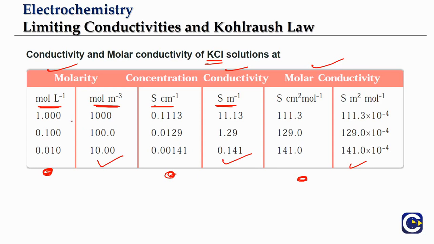The observation that we have is, as we go down, what is happening? Concentration is decreasing. Observe it. From 1 it is becoming 0.1 and then 0.01. As concentration is decreasing, what is happening to the conductivity? Conductivity value is decreasing. How is it decreasing? 0.1113, it is becoming 0.0129, it is becoming 0.00141. So as concentration is decreasing, the conductivity value is also decreasing. This is what we discussed, right?